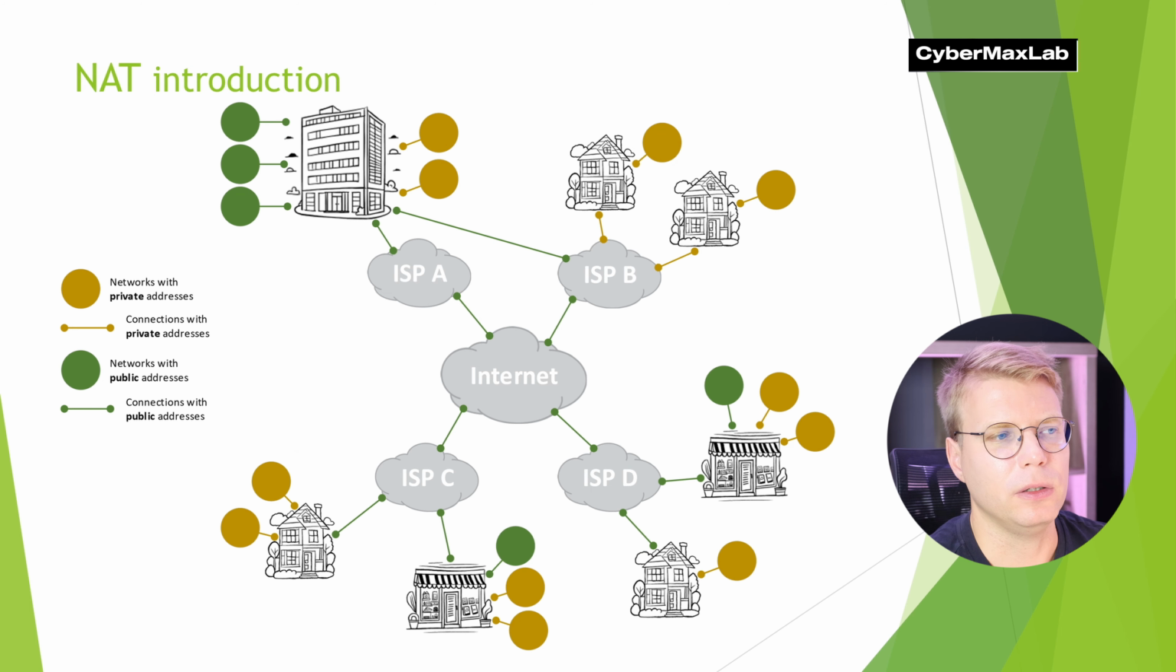This is just a general topology diagram for the internet, which consists of different networks, private and public, but the internet itself talks only on public addresses. It means the green networks can communicate via green links because they are publicly routable. All the brown bubbles need to be translated by some device, which is usually a firewall, and this process, when a private address is translated to a public address, is called network address translation or source network address translation.